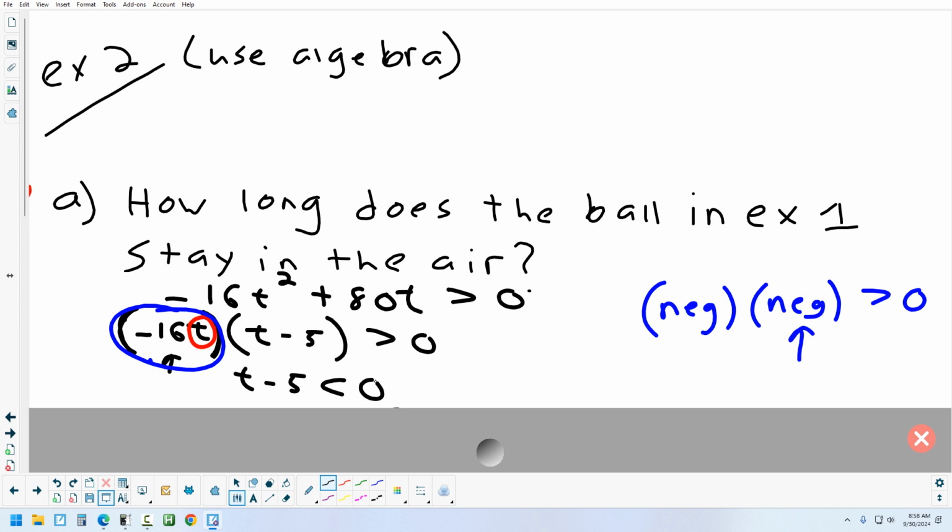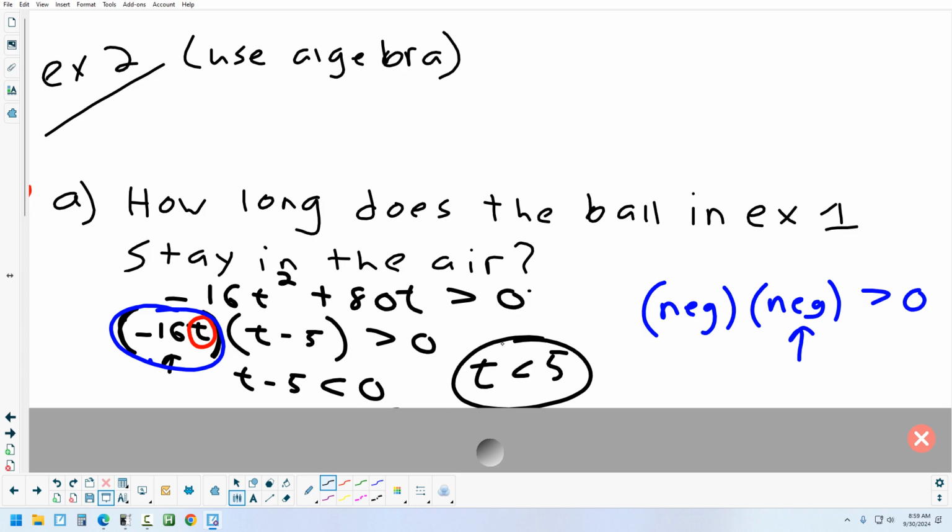And when you solve that for t, what do you get? T is less than 5. T is less than 5, exactly. So that answers the question: how long is the ball in the air? Just under 5 seconds, so it's in the air like 4.9 repeating. When you get to 5, it hits the ground. So it's in the air just under 5 seconds.